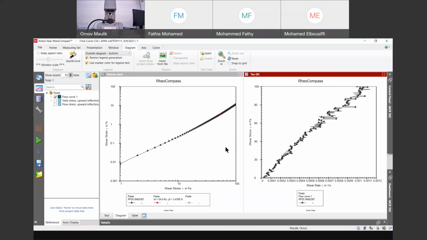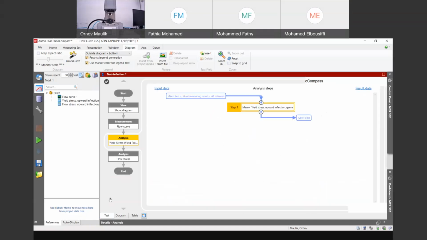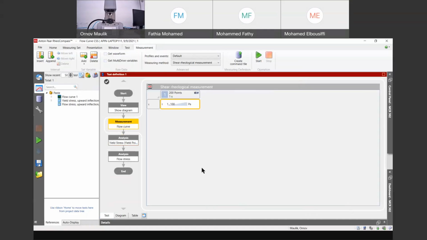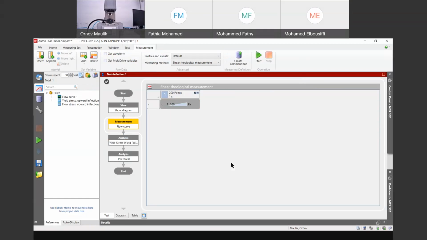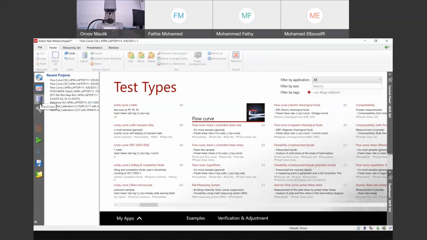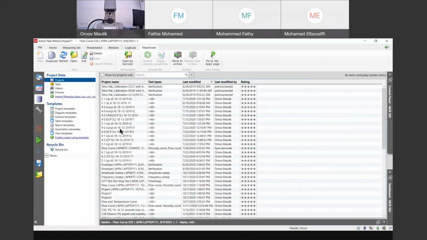And in order to visualize this flow behavior, you can always increase the stress. So instead of 100, you can measure up to say 1,000 Pascal of stress and see whether you are able to get a flow point or not. I'll also share some examples of my previous tests on the flow curve.